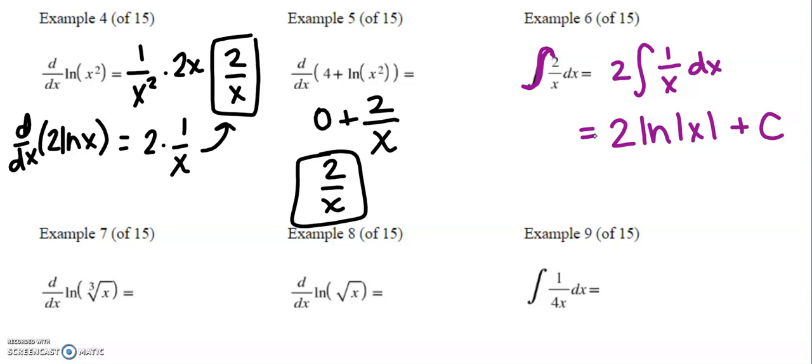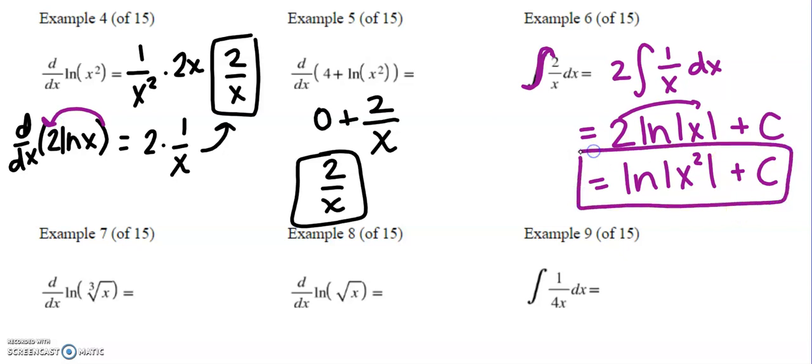Now, the last thing would be that your textbook and some multiple choice answers will put this as natural log of x squared. They'll move the 2 up using your log properties, just like I moved the 2 down before I took the derivative. Okay? But still, we turn into the natural log when we have that x to the negative first in the denominator.